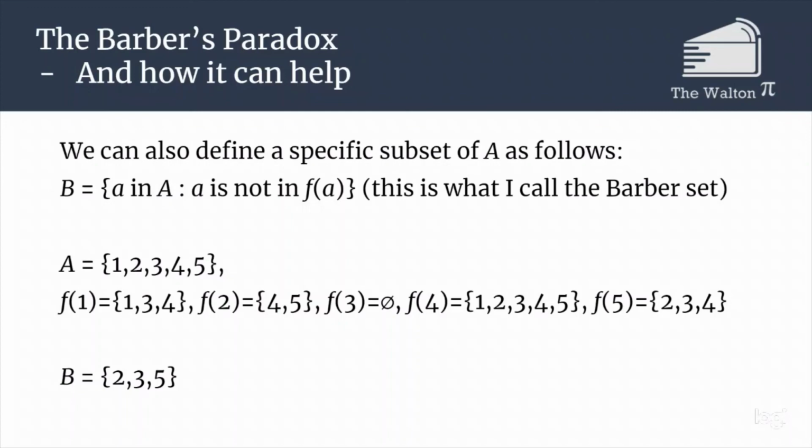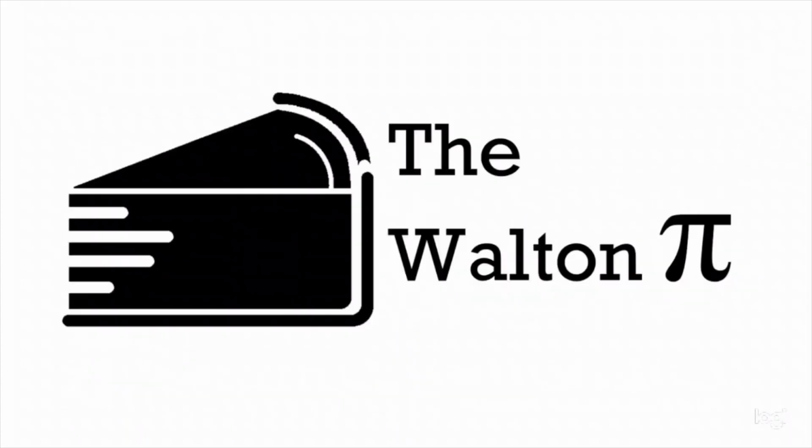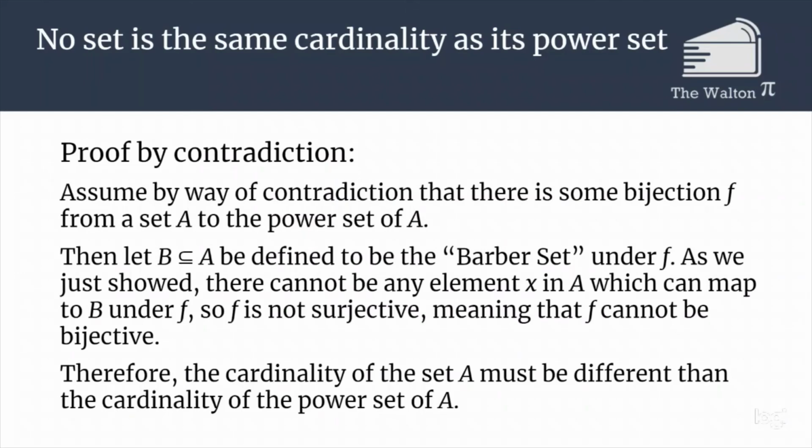Like, we can look here. If we had assumed that something mapped to B in the power set here, so let's say that 2 mapped to B instead of mapping to 4 and 5, let's say that f of 2 is equal to the set {2, 3, 5}. Well, then 2 is in f of 2, which means that 2 can't be in the Barber set, which means we have to take it out, but now 2 is not in its image, which means we have to put it back in. We always get that contradiction when we are doing this, which tells us that the cardinality of A has to be different than the cardinality of the power set of A, which is a really powerful result.